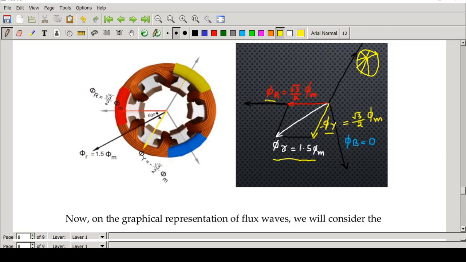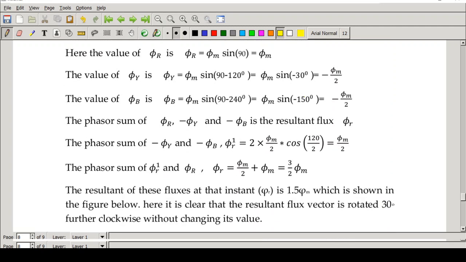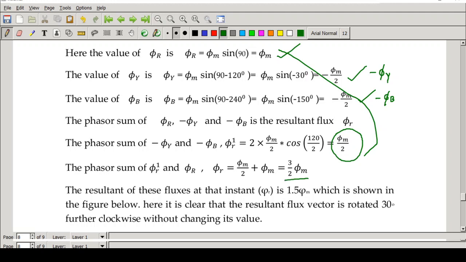Now we can analyze for one more position, that is a third position where omega t is 90. There we will get three fluxes. That is phi r, we get it as phi m, phi y minus phi m by 2, phi b also. So the flux in the yellow phase and blue phase, we are getting it as negative, right? So instead of phi y, we will take it as minus phi y and minus phi b. First we will find the resultant of minus phi y and minus phi b because both are having the same magnitude. Then we will get it as phi m by 2, and to this we will add red phase flux. So you will get it as 1.5 times phi m.